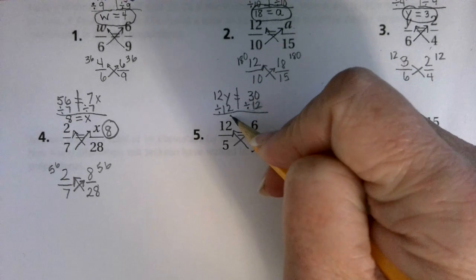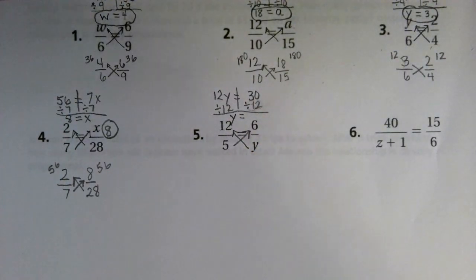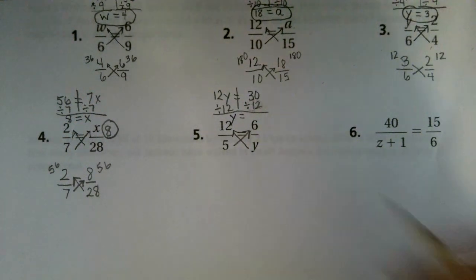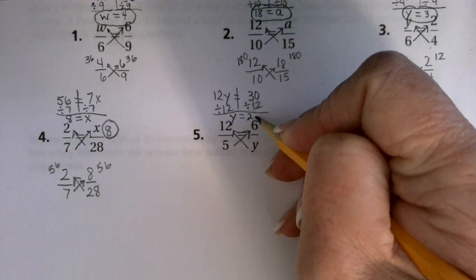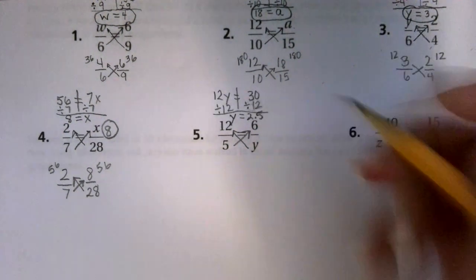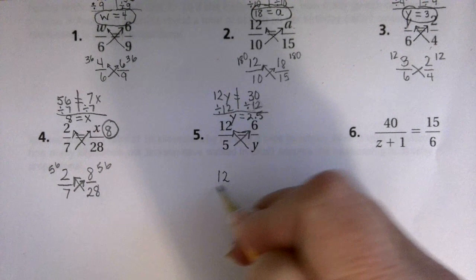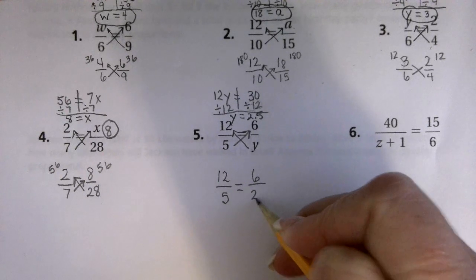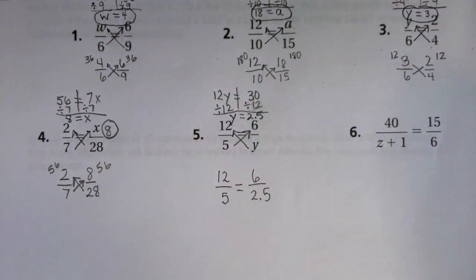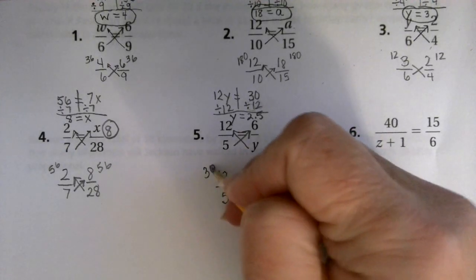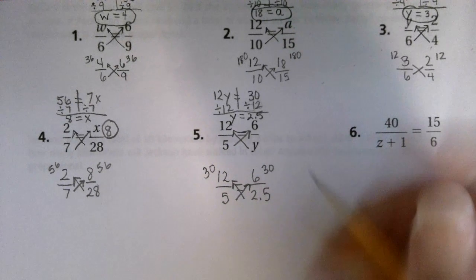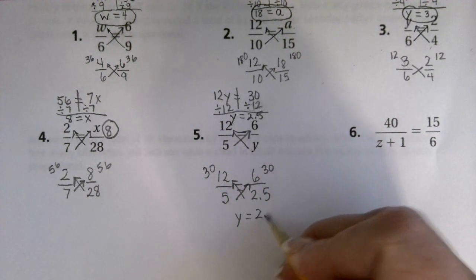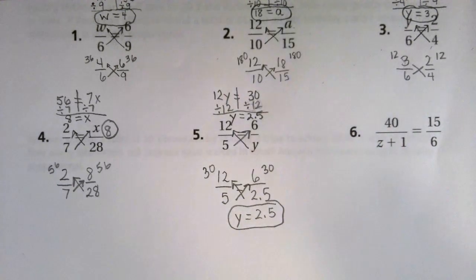12 divided by 12 leaves me with just one y, and 30 divided by 12 is going to leave me with 2.5. So I've got 12 over 5 equals 6 over 2 and 5/10, which is 2.5. 12 times 2 and 5/10 is 30. And 6 times 5 is 30. So I know that my y has to equal that 2 and 5/10.